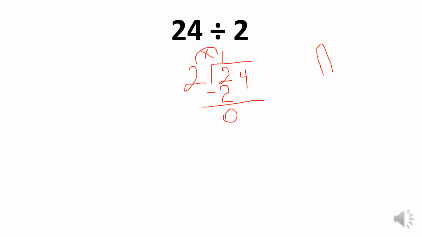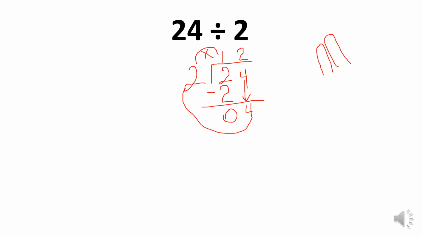2 take away 2 is 0. Now we are going to divide the second number. The next number we have is 4. Before we divide, we're going to draw an arrow and bring the 4 onto this line. Now we're going to divide. We're going to say 2 into 4 is, how many times could 2 go into 4? 2, 4. 2 times. We're going to write the 2 on top here.